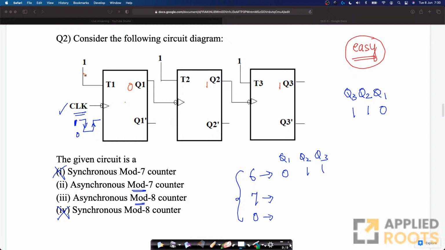So this is a toggle. See, this is a toggle flip-flop, right? So everything is set to 1. This is also set to 1. This is also set to 1. Cool. So this will flip. So this will go from 0 to 1.